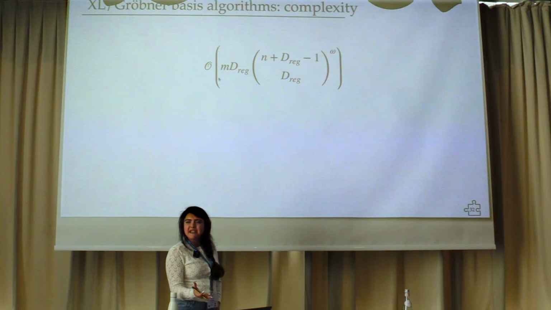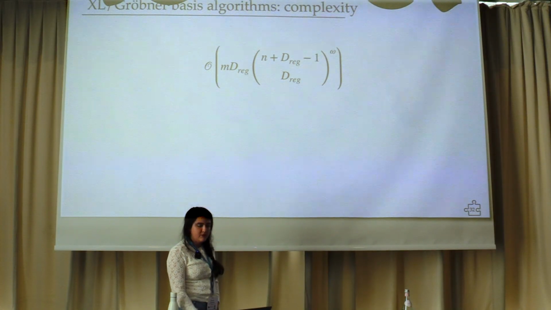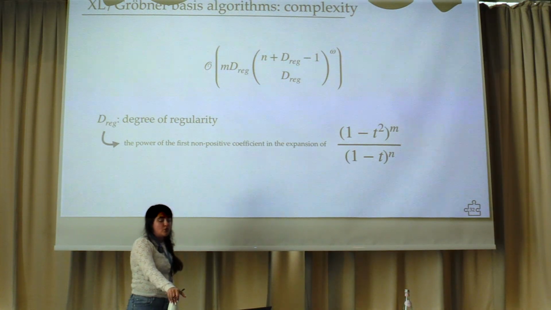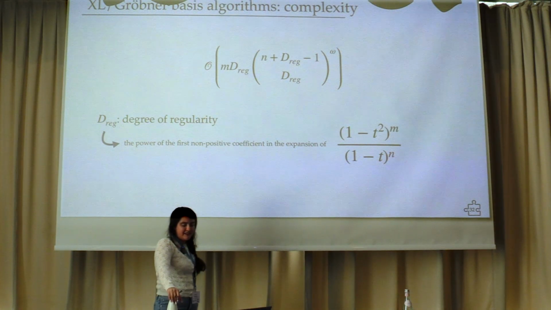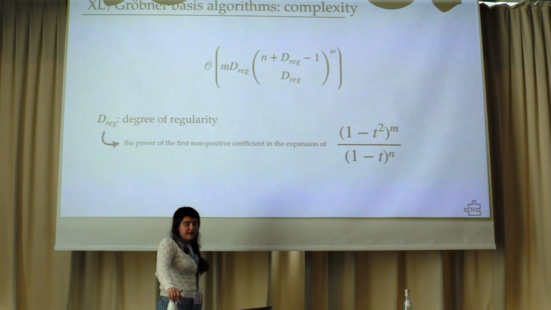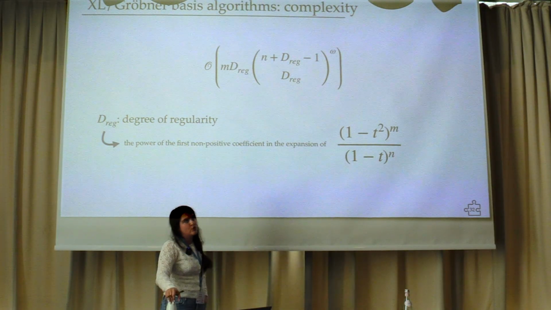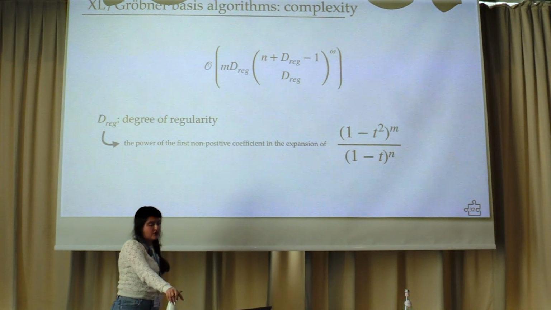We still don't know what the complexity is, right? This D-reg, how big is this D-reg? And so that one is given by this Hilbert series. So you expand this series, actually. And then when you find the first non-positive coefficient in this expansion, that corresponds to the degree when your algorithm stops.